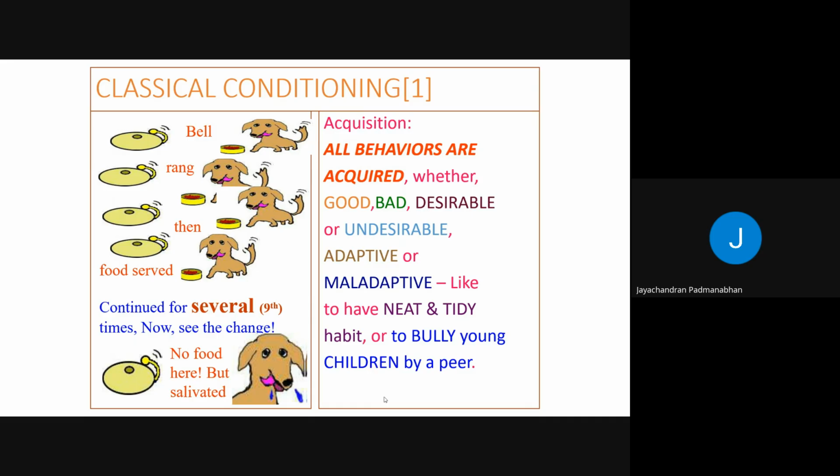Hope you understood this. I'll come back to the computer screen. Now with this full screen, I'm not able to see your comments.